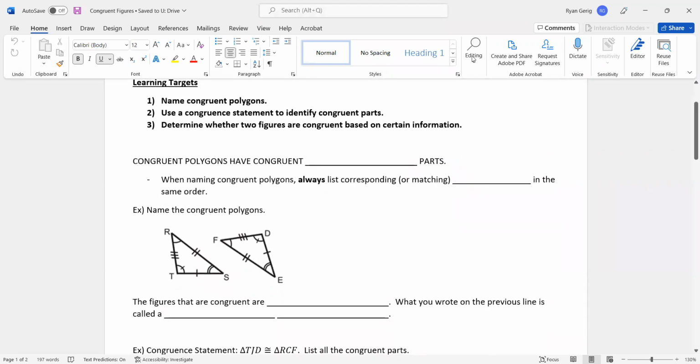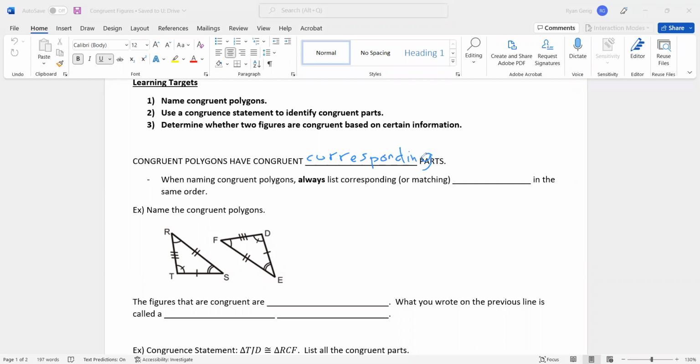Name congruent polygons. Use a congruent statement to identify congruent parts and determine whether two figures are congruent based on certain information. Those are the learning targets. So let's jump in. We talked about congruence a lot in those learning targets, and congruent polygons specifically. Congruent polygons have congruent corresponding parts. The parts that match up are congruent in congruent polygons.